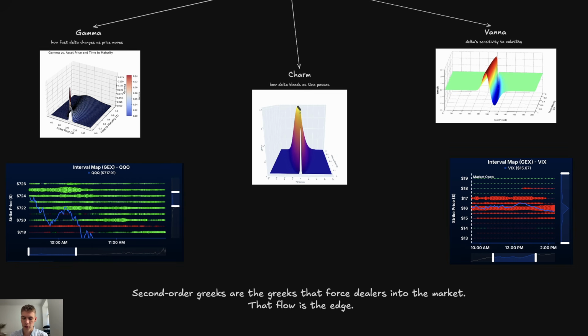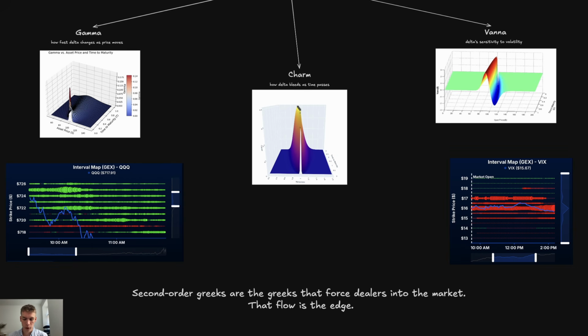And the next Greek is charm. Charm is delta sensitivity to time, how the hedge bleeds away as the clock runs, even if price goes nowhere, even if it stays in one place. That's why charm is often called delta decay.